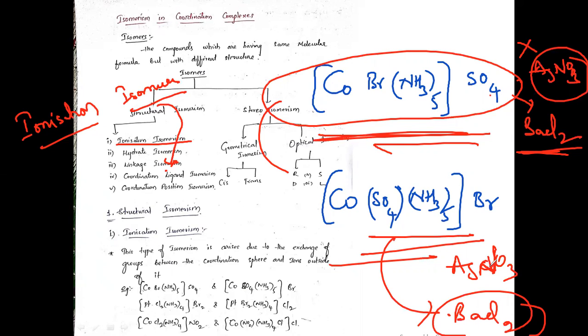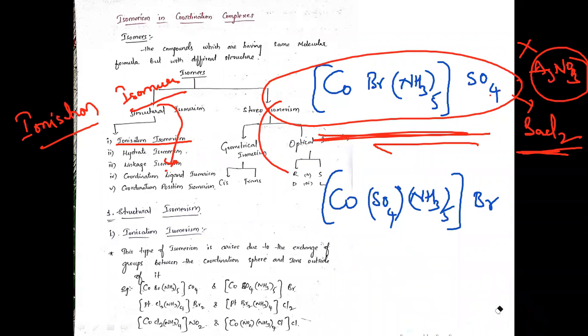So that means you should understand that there is a change in the physical property, and that is due to the change in the ionization. So the ionization is different here. So why is the ionization different here? You can easily understand: there is a change in the ionization. So where is actually the change in the ionization?